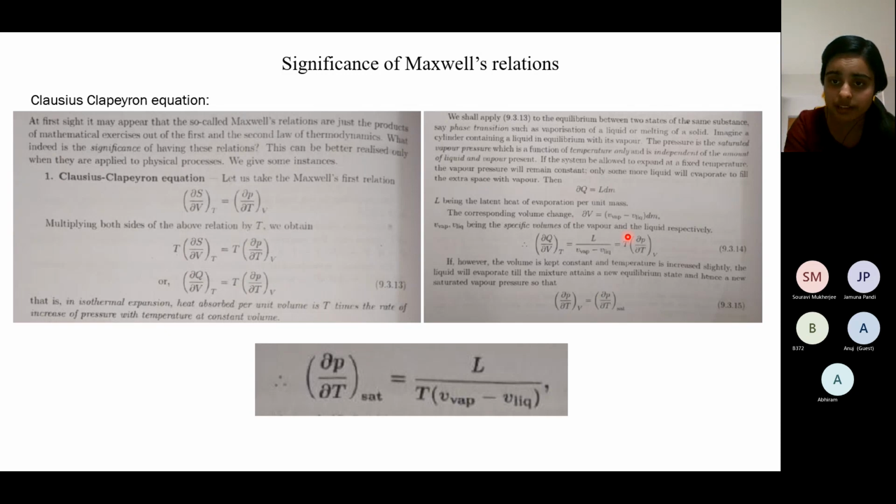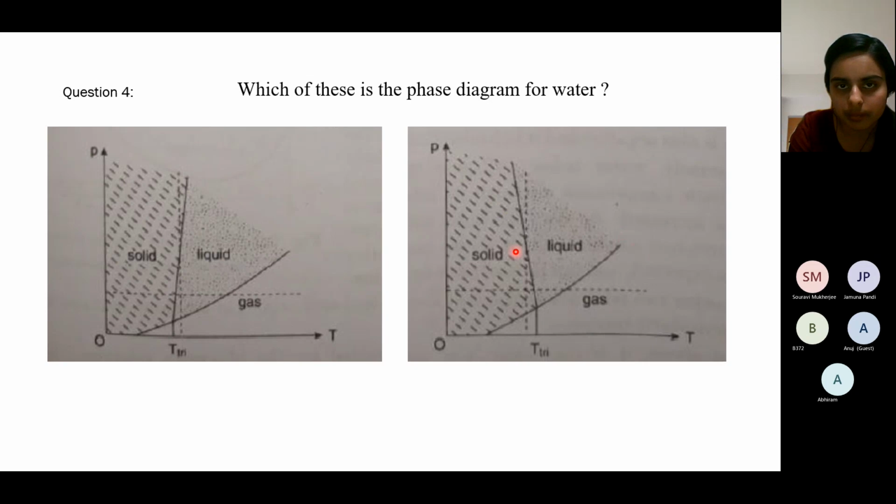Here they have described it in terms of evaporation or vaporization, where there is a transition from liquid to gas, but the transition can also happen from solid to liquid. So now using this concept, can you tell me which among the following is the phase diagram for water? Any idea how to proceed with this? The second curve. Okay, very good. So how do you tell that?